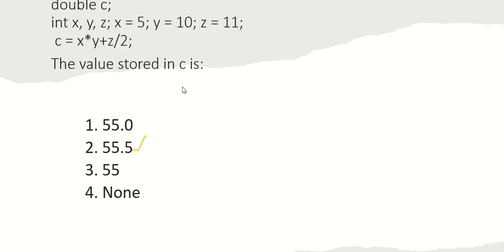So here again, first x into y. So x into y is 5 into 10 is 50 plus z 11 divided by 2. So you get the answer is 15.5 plus 50 is 55.5.